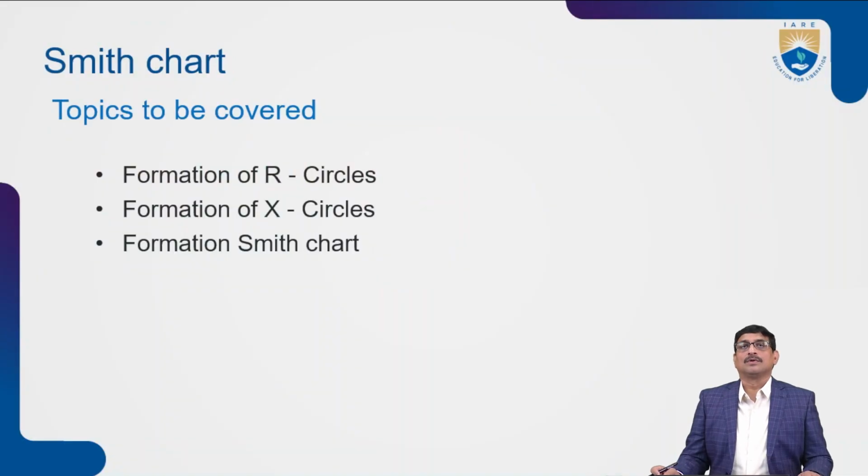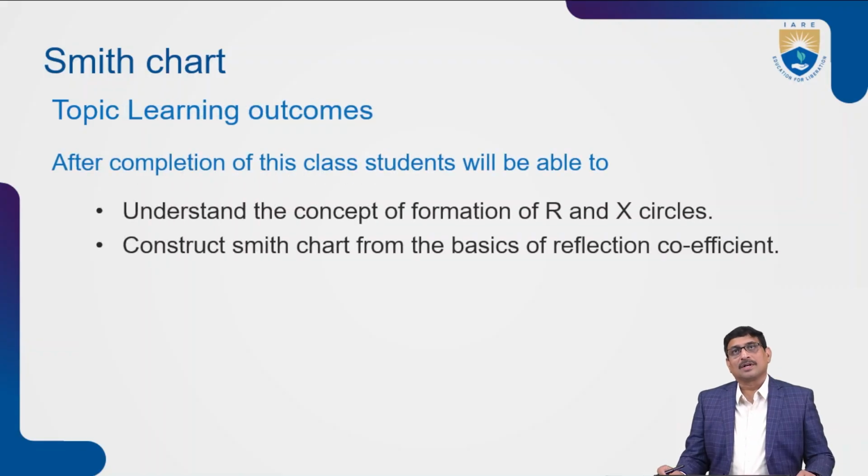In this class, we will cover the formation of the Smith chart, which consists of two kinds of circles, the R circles and X circles. We will see how the R circles and the X circles are formed, and how the Smith chart, which consists of both the R and X circles, is obtained. After completion of this class, the students will be able to understand the concept of the formation of both R and X circles, and also know how to construct the Smith chart from the basics of the reflection coefficient.